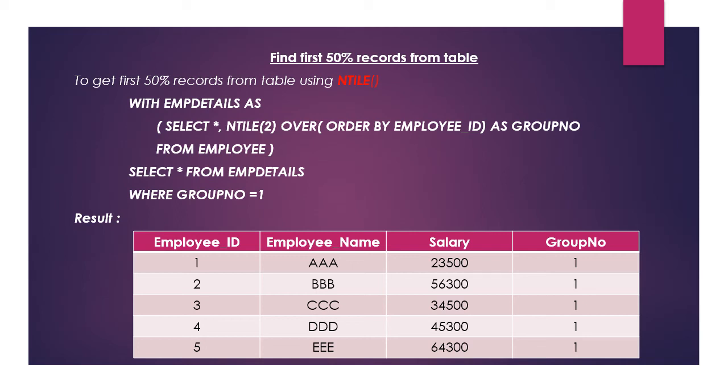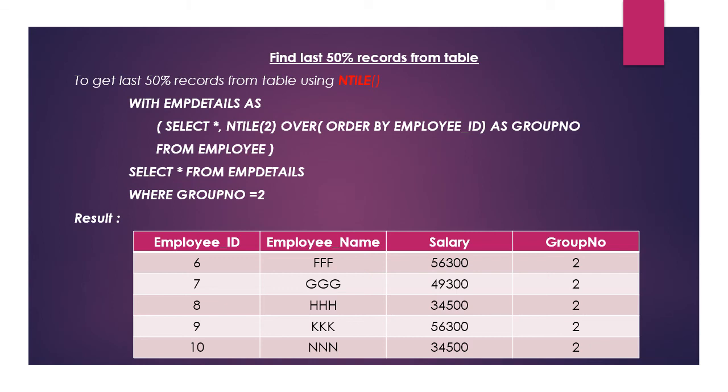We name this subquery result as EMP details, and by selecting the result from EMP details whose group number is 1, we get our required result set. You may eliminate group number column by specifying column names from EMP details. Here, after executing this query, we get this result. That is first 5 records of the table.